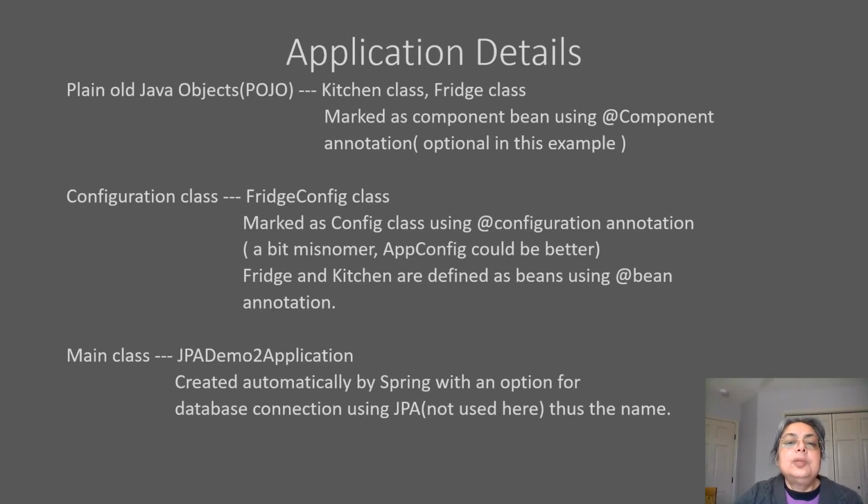Here, I just summed up my application details. We talked about it before, but I just put it in one place again. Now, the kitchen class and fridge class, those are components. They can optionally be marked as components. And you can create plain old Java objects from them. I just mentioned that here. You hear POJOs in connection with Spring. POJOs are those plain old Java objects that can be created from plain old Java classes like my kitchen class and fridge class.